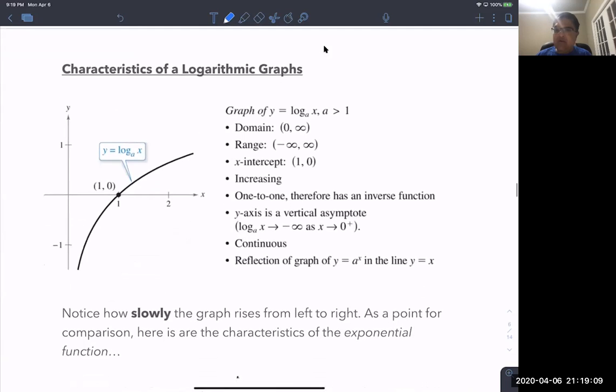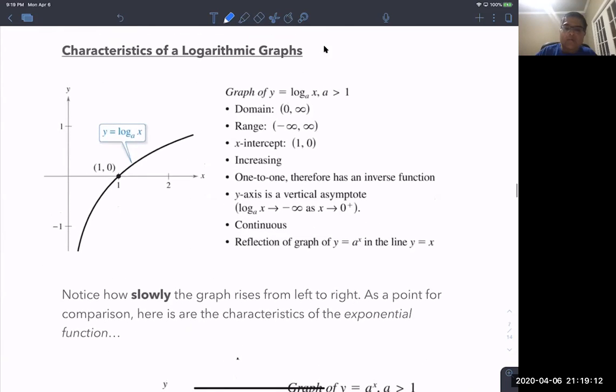And these are your characteristics. So remember, the domain of an exponential was all real numbers. And the range of an exponential was from the horizontal asymptote, which was 0 to infinity. But look at logarithms, they're reverse.